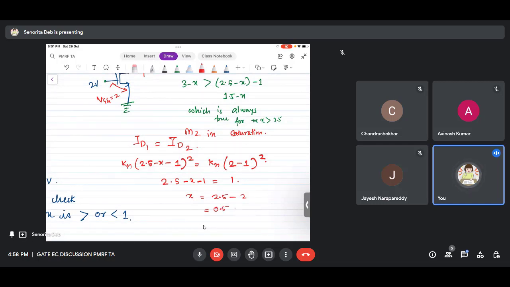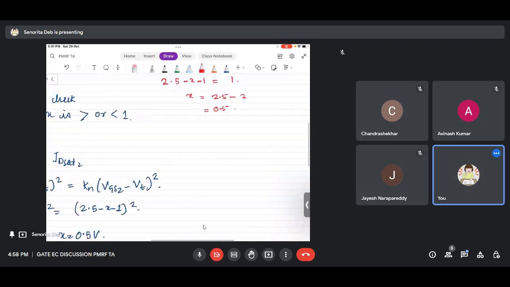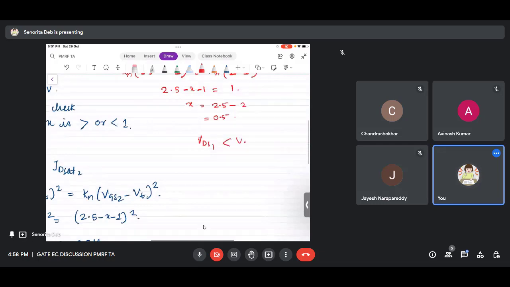Right? And now I will check what about M1. So VGS is 2 volts, VT is 1 volt. That means VGS minus VT is 1 volt. And VDS we just found out, X equals 0.5. Therefore VDS1 is less than VGS1 minus VT, and therefore M1 is in linear region. Okay, so this is how you can find out.